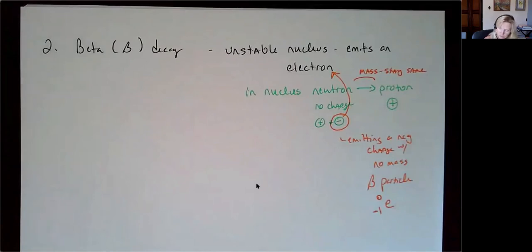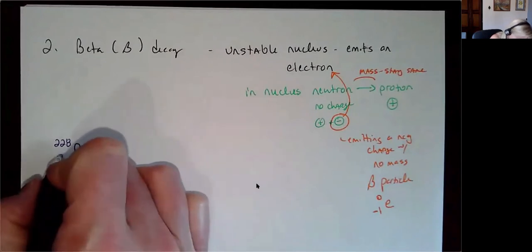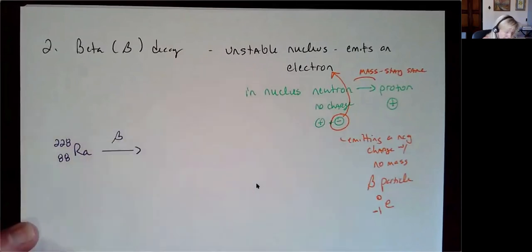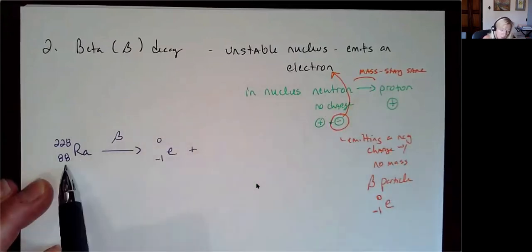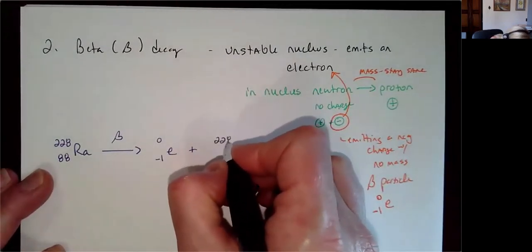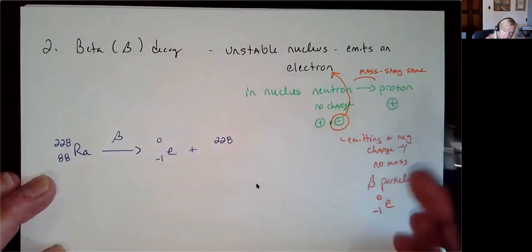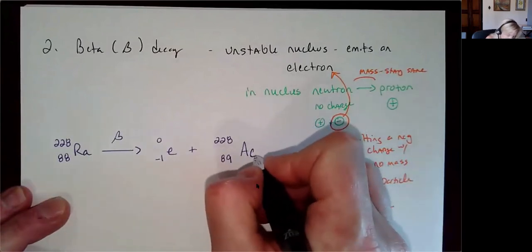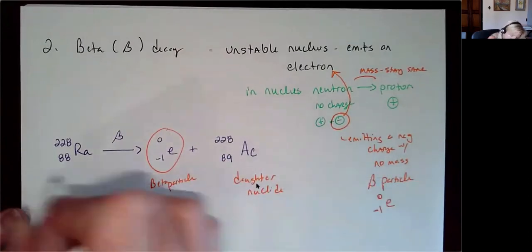So a nuclear equation for this is going to look like this. I could have radon 228, and this has an atomic number of 88, and that can undergo beta decay and emit this beta particle here. Because I'm going from a neutron to a proton, my mass number is going to stay the same, 228, but my atomic number is going to go up by 1 because I'm increasing the number of protons. So my atomic number now is 89, and that is this element here. This is my beta particle, this is my daughter nuclide, and this is my parent nuclide.